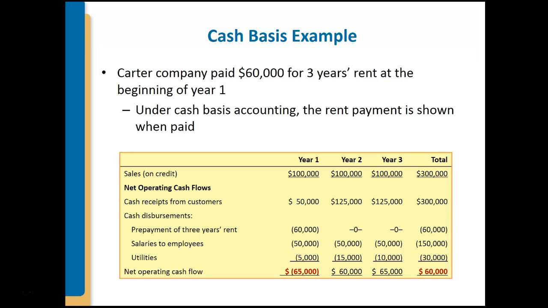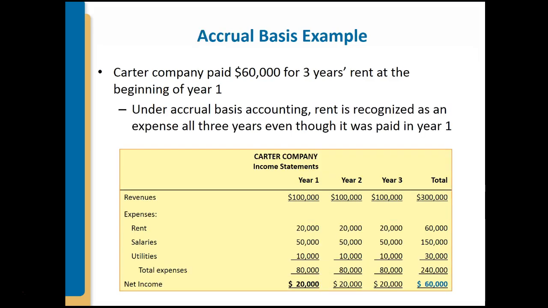So here we're going to look at an example. As you see, the prepayment of rent is only shown in year 1. There's no charge against net operating cash flows in years 2 and 3 due to rent, because the entire amount of the cash was paid in year 1. Now, in an accrual basis of accounting, notice that even though the rent was paid in year 1, there is a charge against net income in years 2 and 3 because of rent expense. One third of the rent prepayment is a rent expense each year under accrual accounting.